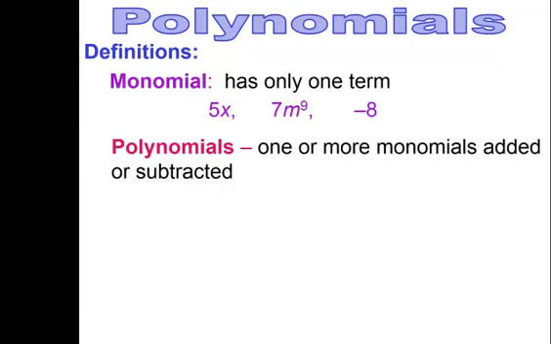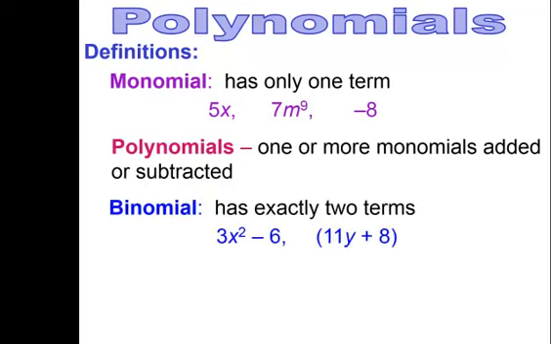Polynomials have many monomials. A special kind of polynomial is called a binomial, and a binomial has exactly two terms. So you see here we could have 3x squared minus 6, or it could be in parentheses like this where you have 11y plus 8. So a binomial has two terms.